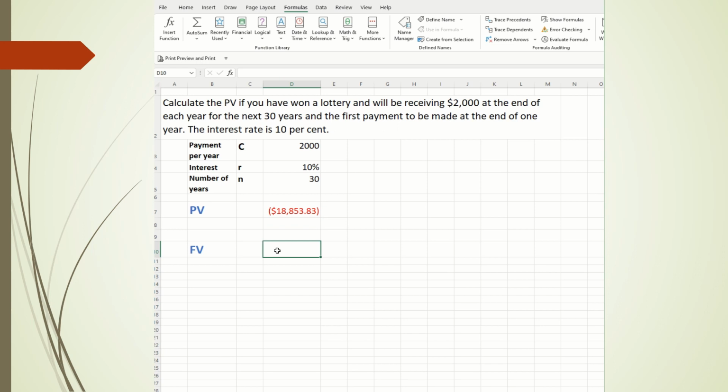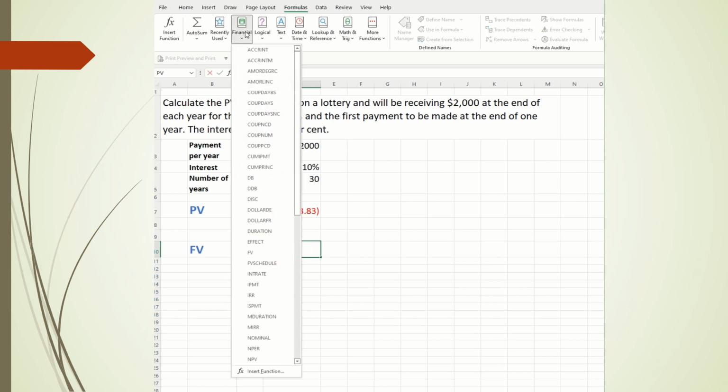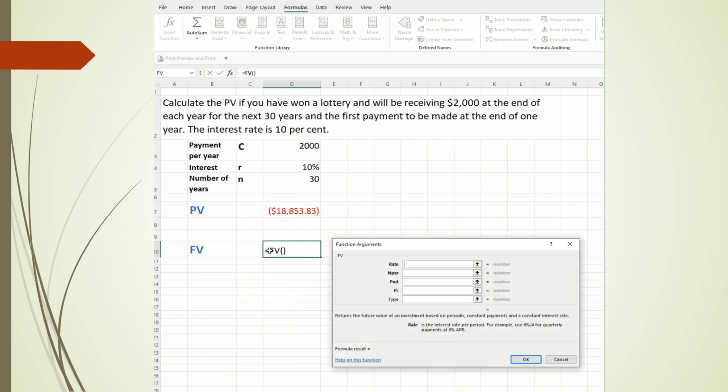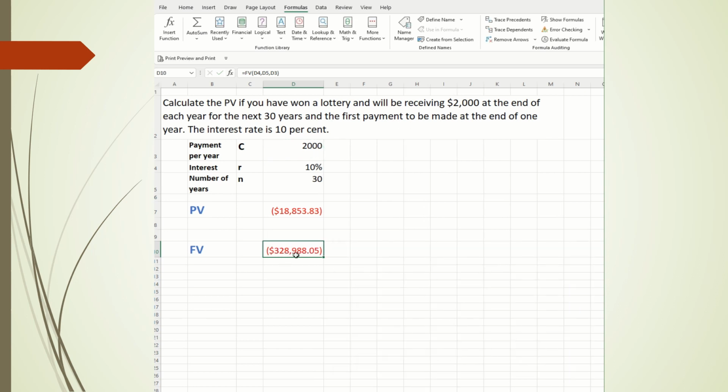Now, in order to calculate the future value of the total lottery amount that is going to be received for 30 years, we can calculate this by pressing equal to and selecting the FV function in the dialog box. You will enter rate as 10%, nper as 30, and PMT as 2000, and OK. So although this shows negative, in our case it will be positive. So the total amount of lottery is $328,988.05.